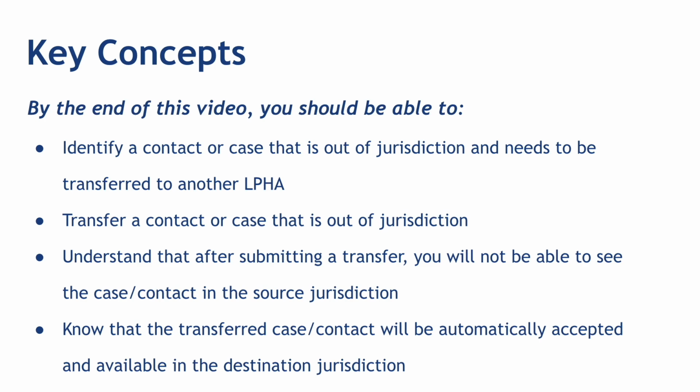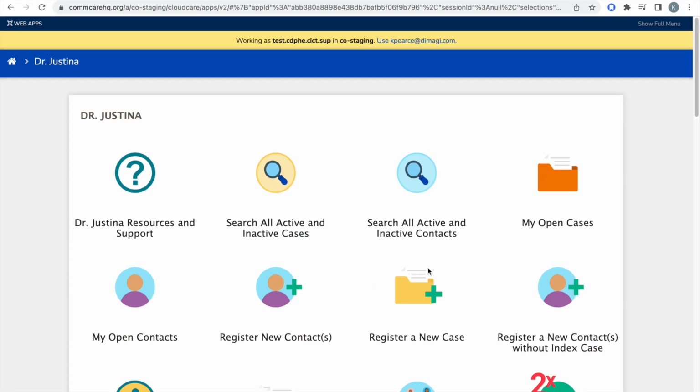and then understanding that after submitting a transfer, you will not be able to see the case or contact in the source jurisdiction, but the transferred case or contact will be automatically accepted and available in the destination jurisdiction. In this example, I'm logged in as both a case investigator and a contact tracer, but I'll simply be going through the transferring a case workflow in this example because transferring a contact is analogous. A case investigator can transfer cases and a contact tracer can transfer contacts. No need to be a supervisor or anything like that.